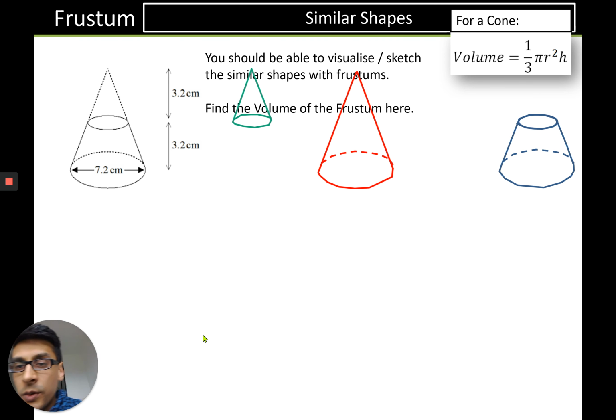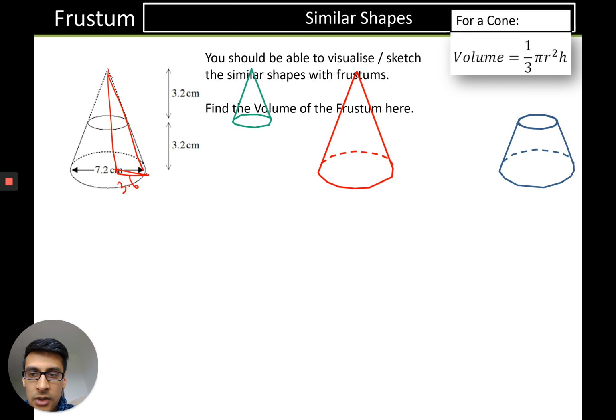So we want to work out using similar shapes. First of all, I need the radius, so 7.2 is not going to be very interesting to me. To work out the radius, if I half 7.2, I am going to get 3.6. So in your head, you can half 72, so that's 3.6.